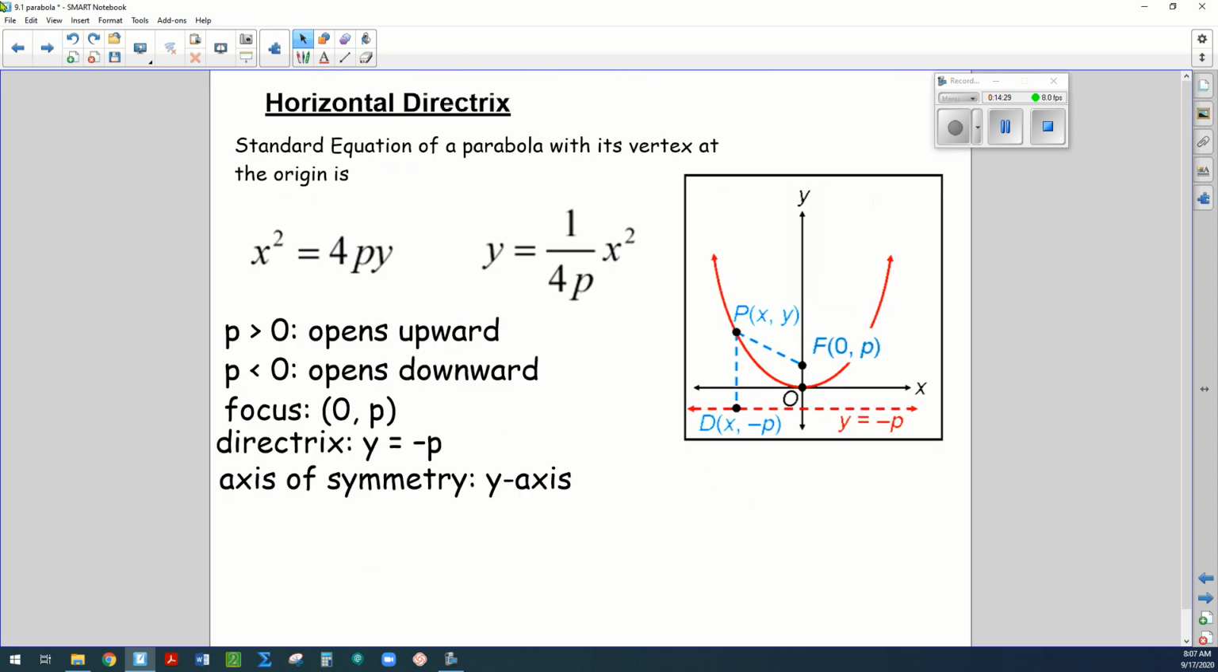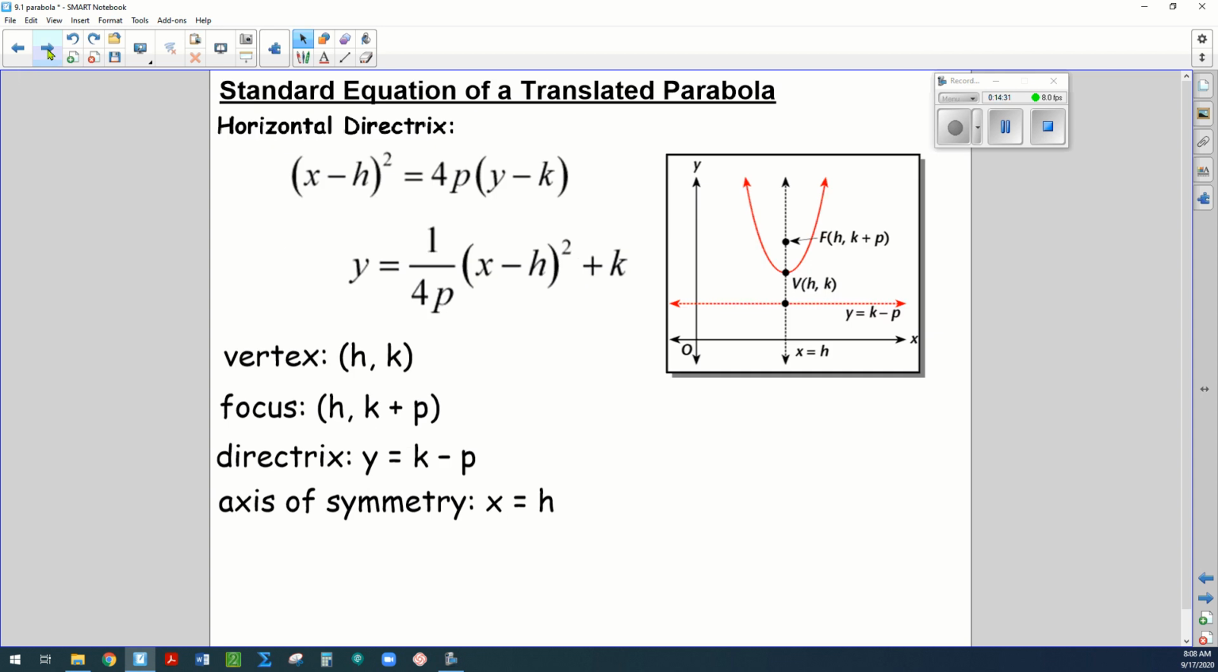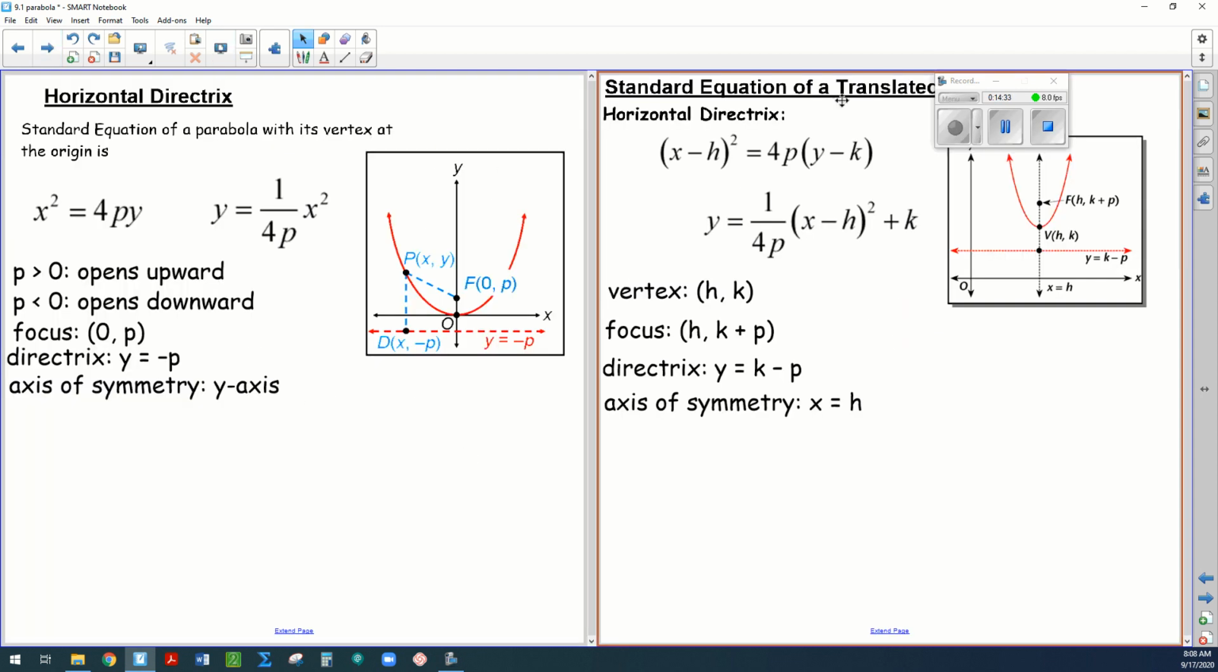Okay, so here are two. Let's see if I can show both of them. Actually, this is the same parabola. This is horizontal. So the screen on the left shows you just the general equation at 0, 0. The screen on the right shows you the equation shifted somewhere else, h comma k.